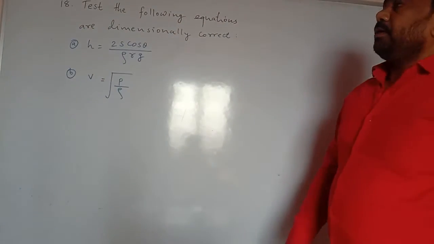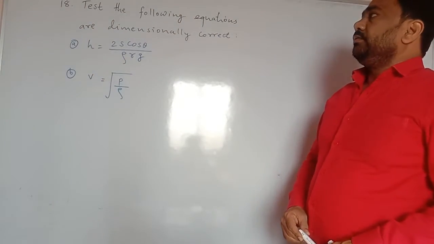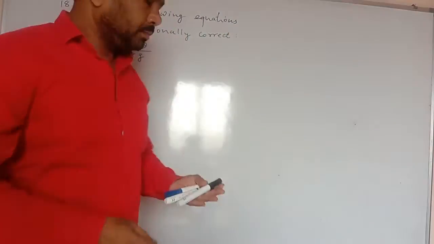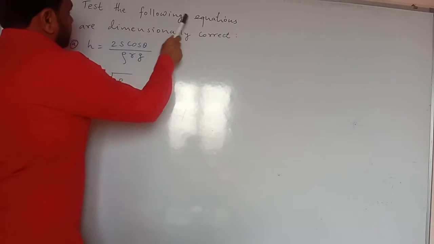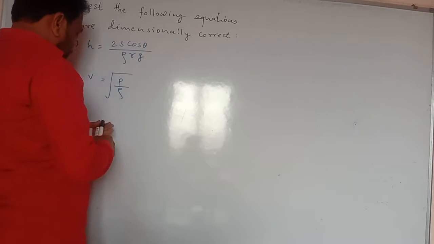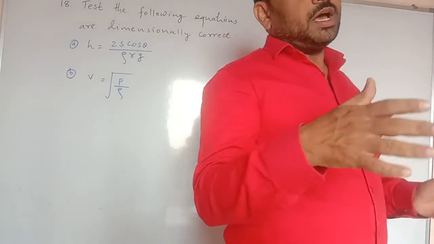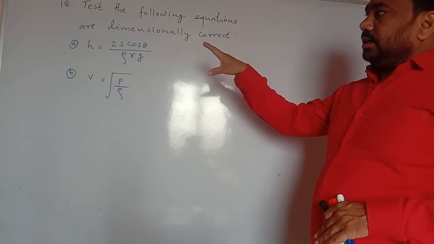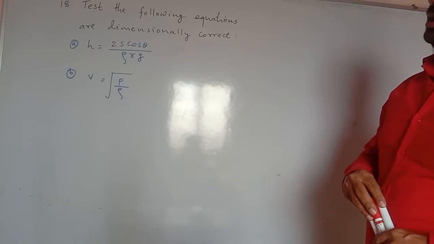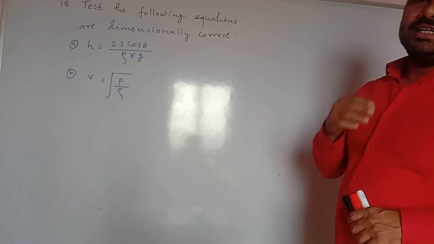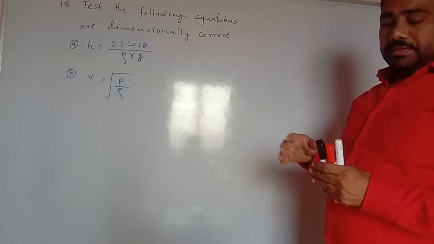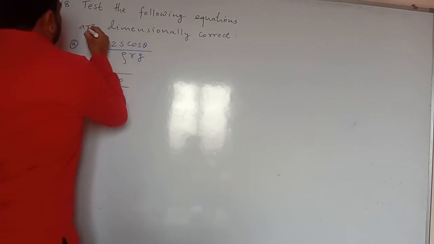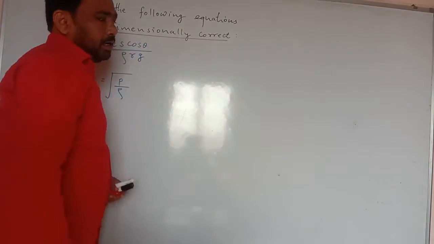We are already discussing problem number 18 from the H.C. Verma textbook. Problem number 18 is like this: test whether the following equations are dimensionally correct. Whatever equations are given to us, we have to check their correctness. How can we check the correctness of the given equations? Using dimensional analysis. The question clearly asks whether they are dimensionally correct or not.